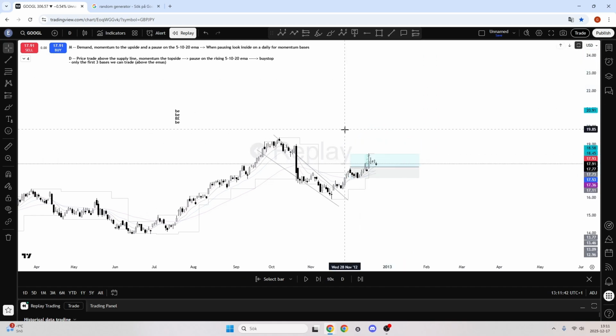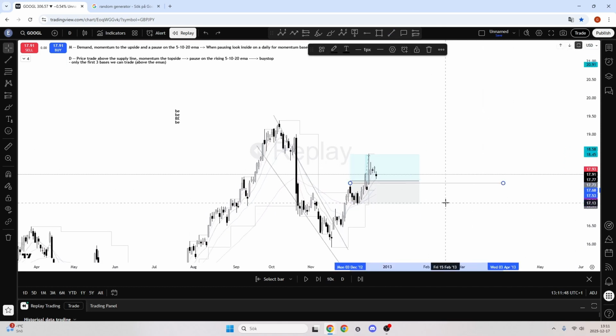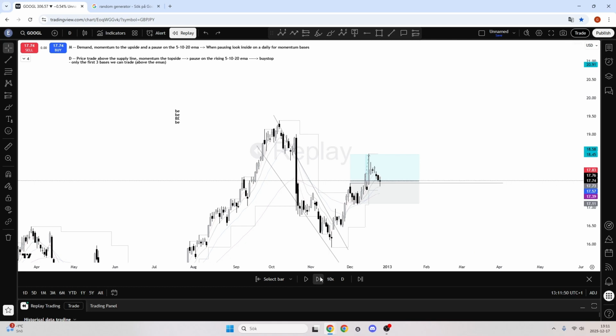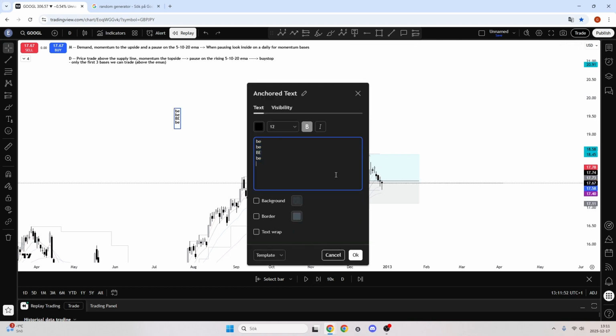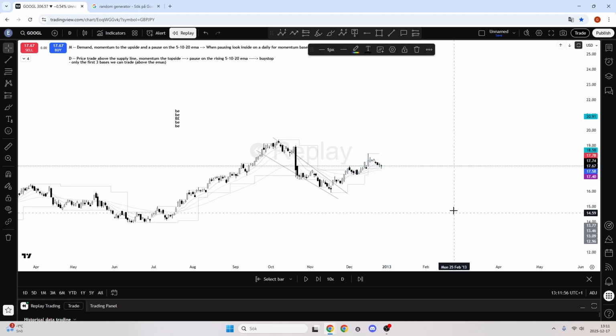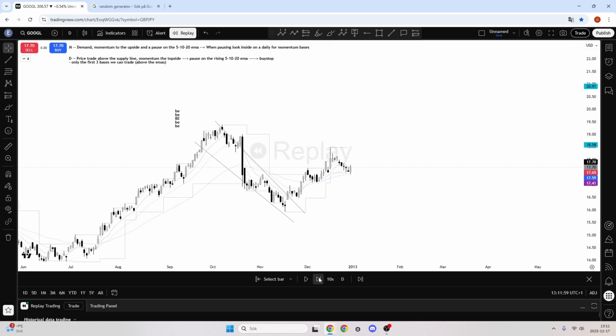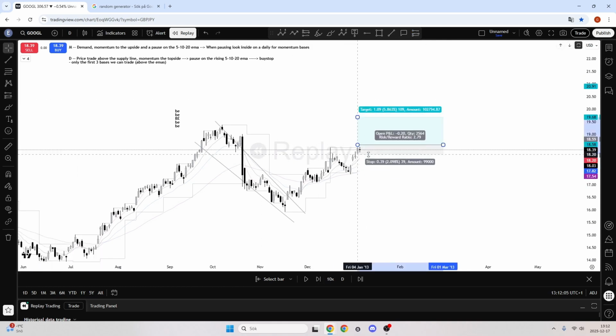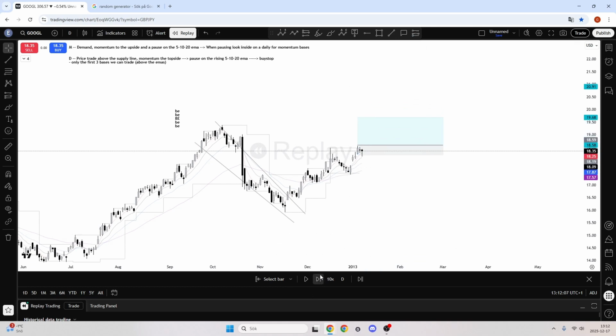Does this reach 1 to 1? It does. So our stop loss is at break even. And this is a break even trade. Let's continue. Let's see. Let's wait for a pause, just like that. Still valid. Taps us out.